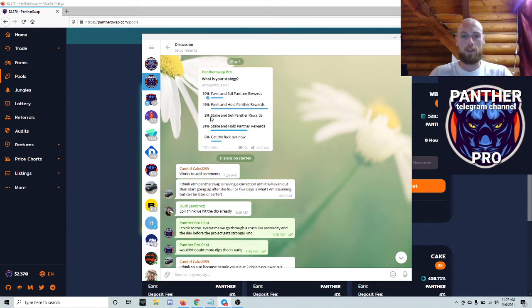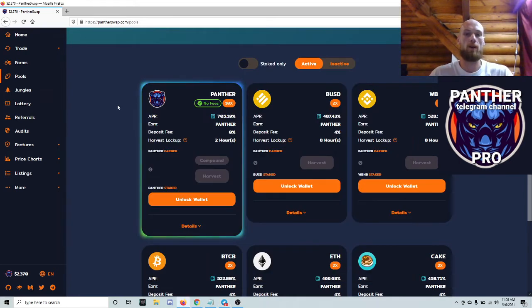So the other options, you don't have to farm at all. If you don't want to farm, you do not have to farm because there's other things associated with farming, like impermanent loss. With Panther specifically, there's fee cycles. Maybe you don't want any of that. You don't have to farm. You have other options. You can just straight up buy Panther.